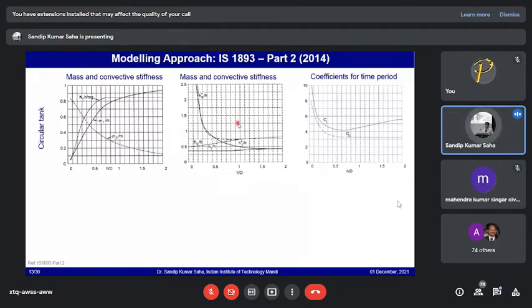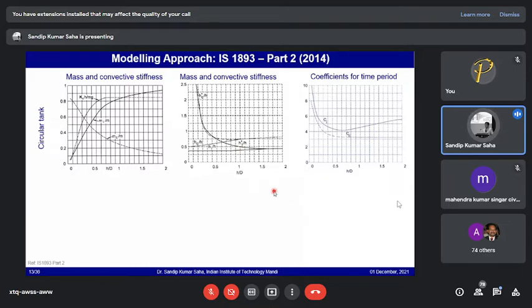Similarly, for the height, this is actually the height, not the mass. So here the heights of the different lumped liquid portions, convective or impulsive, are given. One thing you can note here is that there are star values. So what are these star values? Those actually depend on how your tank is connected to the floor, whether there is a base pressure.